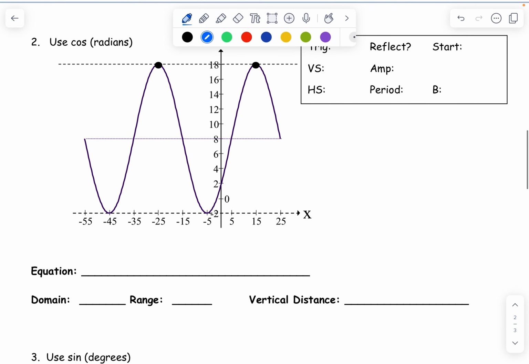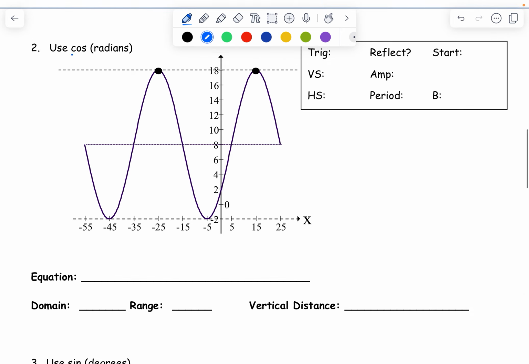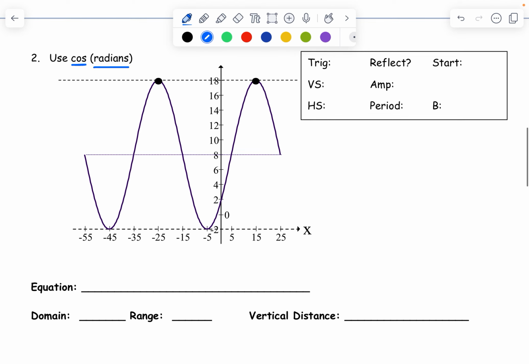Similarly, we can use the same process for cosine graphs. Now, it does say use cosine, and it tells us it's in radians. But if they didn't tell us that it was a cosine graph, we could just, again, go from dot to dot and realize that this graph does not start in the center, it starts high. And so if it starts high or low, it must be a cosine.